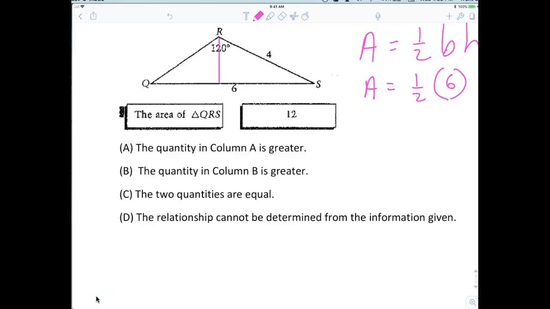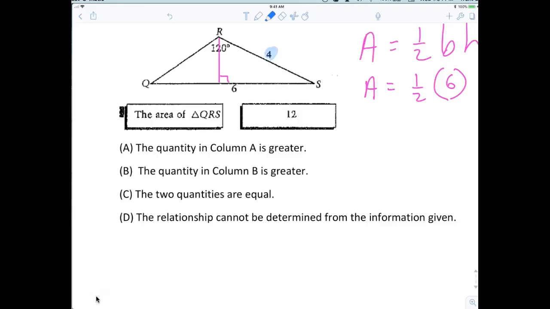Now, when you draw the height, it creates a perpendicular. Hold up. And because it's perpendicular, what does 4 represent? 4 represents the hypotenuse. Now, the hypotenuse is always what? It's always the largest side. Does everybody agree with me?